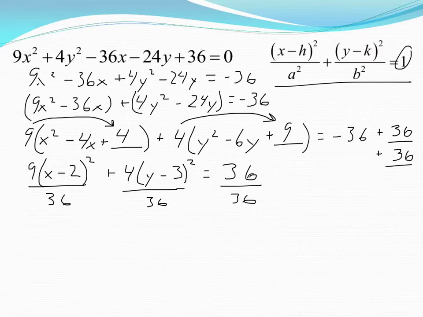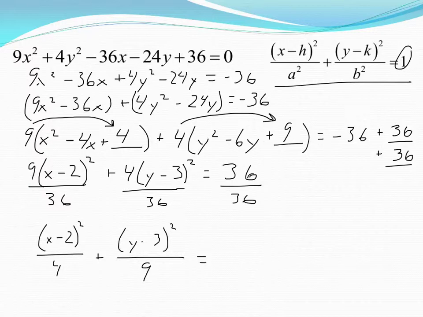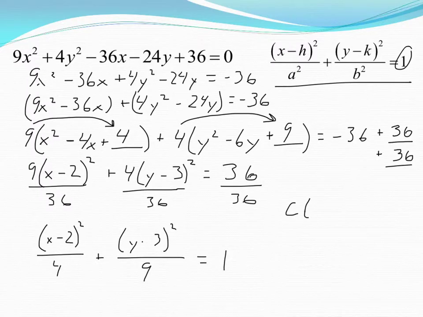9 divided by 36 is the same as 1/4, so that's going to be (x minus 2) quantity squared divided by 4, plus (y minus 3) squared divided by 9, and that all equals 1 now. So what we've just found is an ellipse with a center at the point 2, 3. The x radius is going to be 2. The y radius is going to be 3. So that means this is going to be a vertical ellipse.